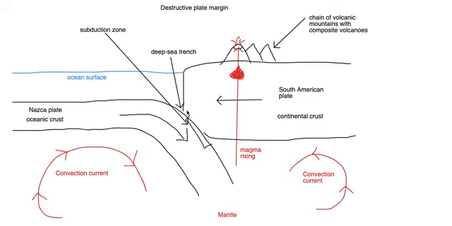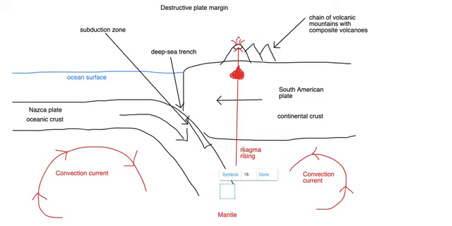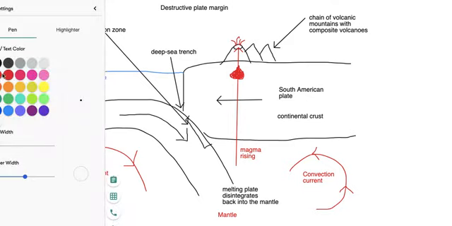So now let's just check we've got all our labels. Yep, that looks fine. So what happens here, we could add this in as an annotation, is the subducting plate starts to melt and disintegrate, and this is part of the reason why you've got the magma rising here. So I'm just going to add in one final label: melting plate disintegrates back into the mantle. As this plate melts, you have loads of gases released, water vapor from a bit of seawater within the plate, also carbon dioxide, and this mixes with the surrounding magma, causing it to become less dense and therefore rise up.